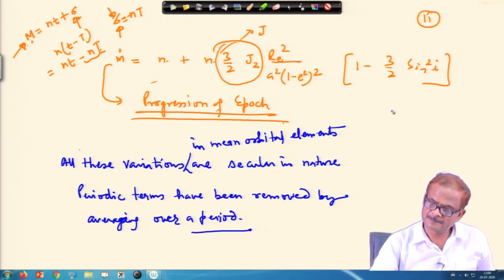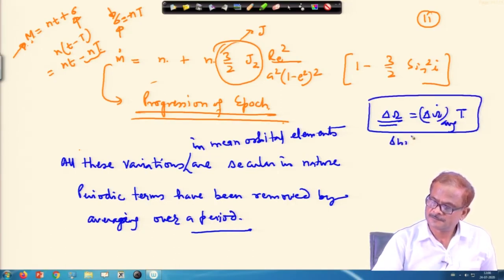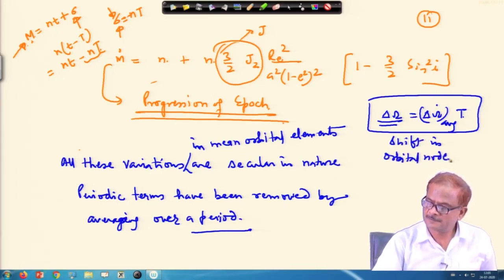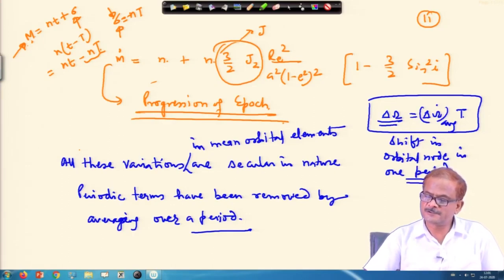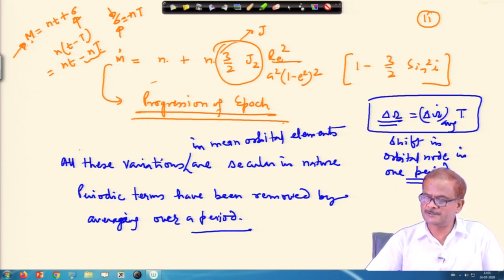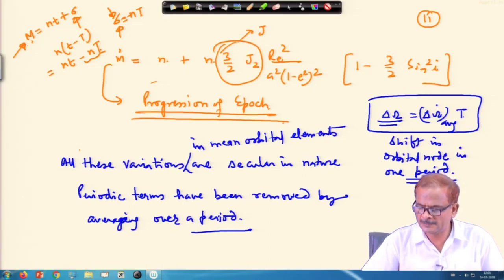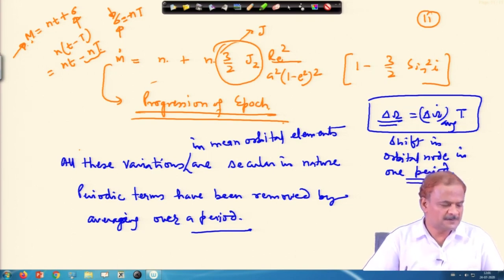So, in one orbital period, delta omega will be delta omega dot average times T. This is the shift in orbital node or the nodal line in one period. If you do not want to change this, then you have to keep i equal to 90 degree, that is the critical value at which the nodal line will neither regress nor progress. For progression, you need i to be more than 90 degree, which is the retrograde orbit, and for regression, you need i to be smaller than 90 degree. Okay. So, this way this can be managed.